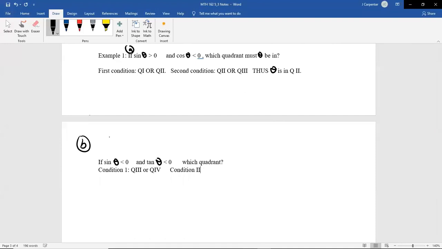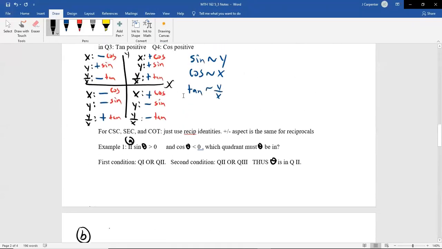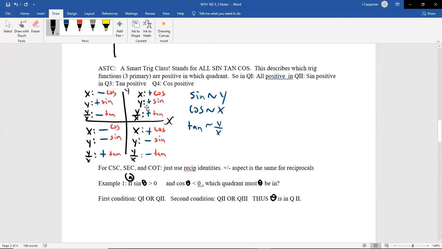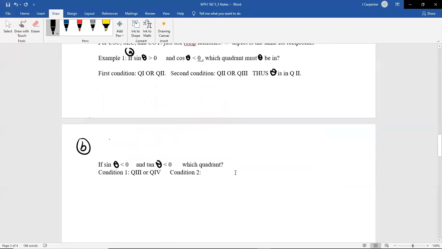But the second condition, I didn't mean to switch my numbering that time. The second condition was that the tangent has to be negative. So we can go back up to this. Where's tangent negative? Tangent's negative wherever the ratio of your coordinates is negative. Tangent's positive in quadrant 1. It's negative in quadrant 2. Oh, there's one of them, so quadrant 2. It's positive in quadrant 3, so that's out. And it's negative in quadrant 4. So we're either in quadrant 2 or we're in quadrant 4.